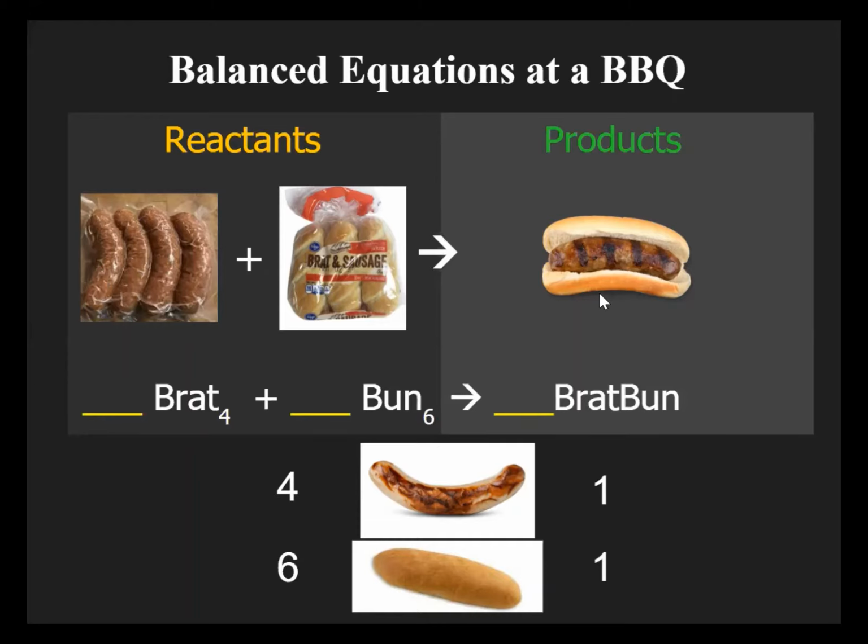So then what you want to make is a brat bun. You want 1 brat and 1 bun stuck together, and then you get to eat them, and that's how you want them. But right now, do you notice our equation is not balanced? That is a problem. We have 4 brats on this side and 6 buns on this side. First of all, those don't equal, which is a problem. And then the other problem is I only have 1 brat and 1 bun on this side.